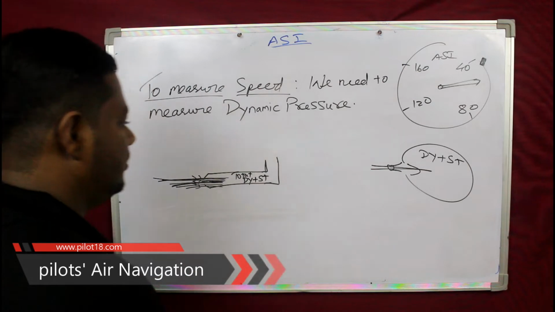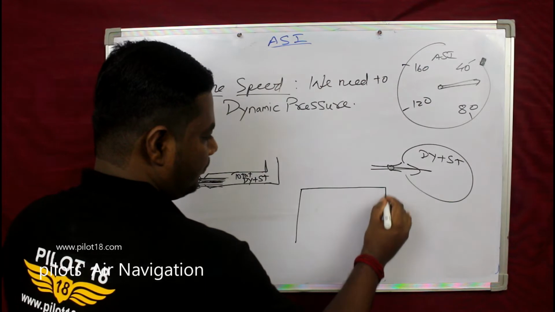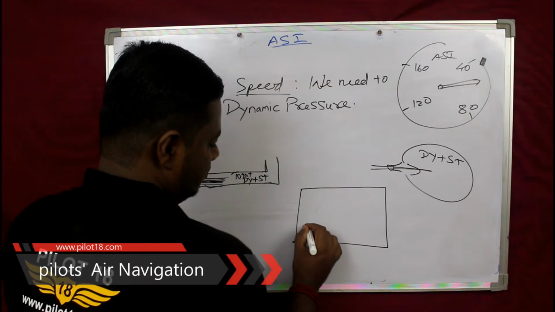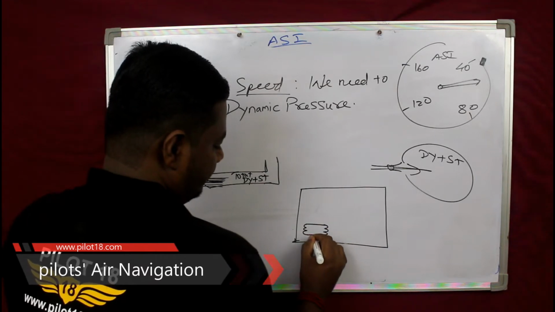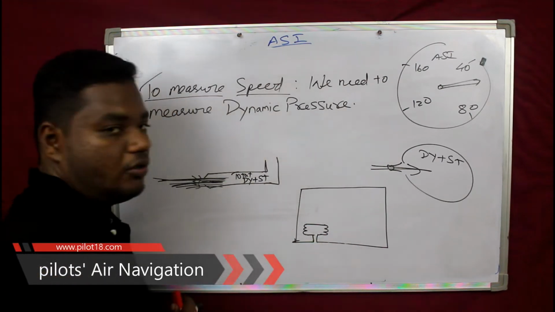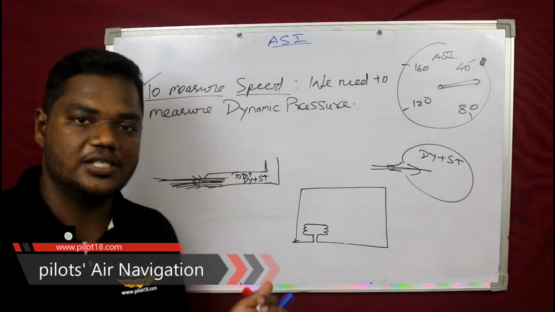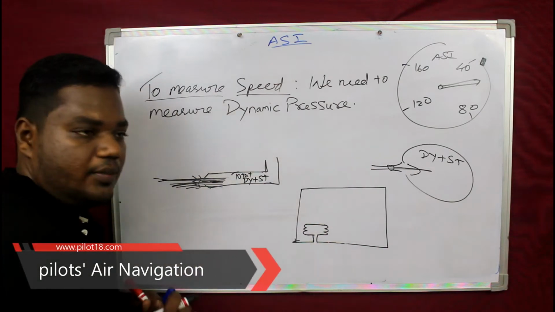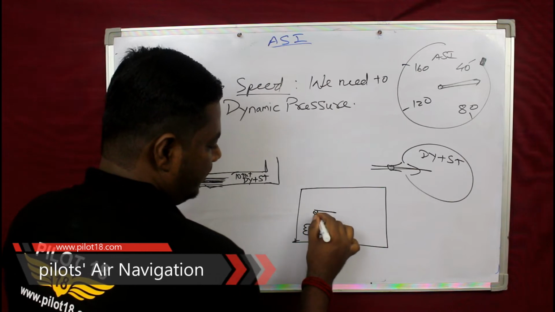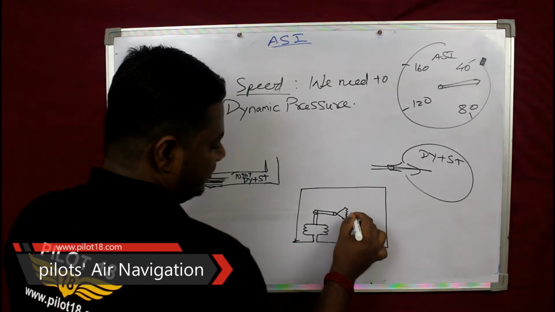So let me draw the casing. There is one capsule. Imagine it's a balloon which expands and contracts due to the movement of the aircraft. Earlier we saw the balloon which expands when we go fast and contracts when we go slow. So this is the balloon. Now this expansion and contraction is connected to some mechanical linkages.